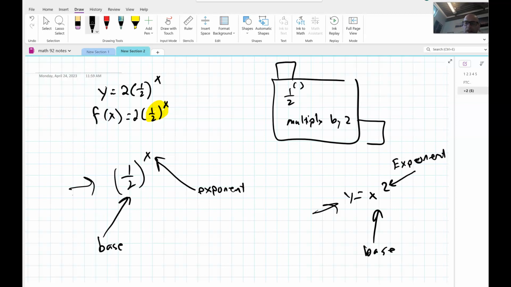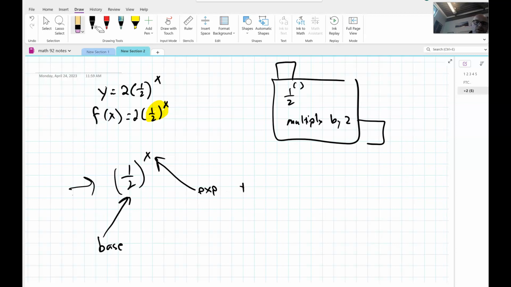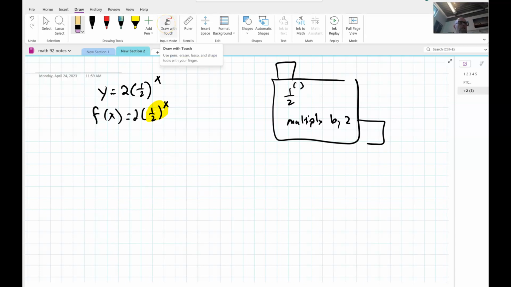When the base is a variable and the number is an exponent, we call that a power function, and polynomials are examples of this. In this case, the base is a number and the exponent is a variable. We call that an exponential function. And exponential functions are what we're talking about for the next 2 weeks. As I said in class, exponential functions are very, very applicable, because a lot of things in life grow exponentially. Okay?